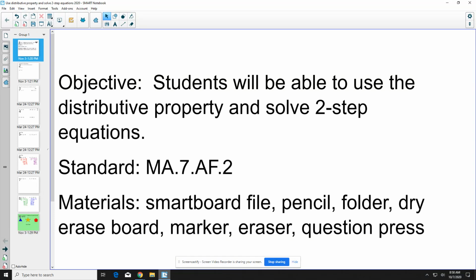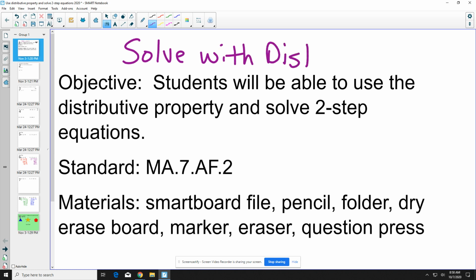Today we're going to learn how to use the distributive property to solve two-step equations. So get your notebook out, get your folder and your pencil. Let's write "Solve with distributive property." All right, so title your notes, "Solve with distributive property."